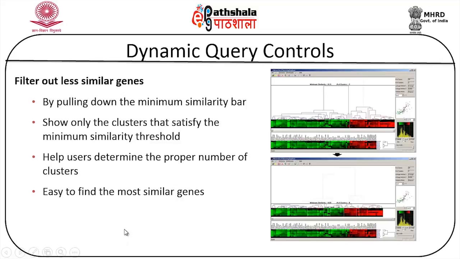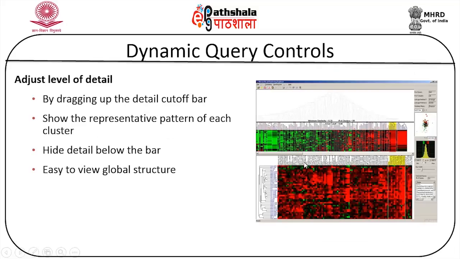Filter out the less similar genes. By pulling down the minimum similarity bar, we show only the clusters that satisfy the minimum similarity threshold. This helps the user determine the proper number of clusters, and it is easy to find the most similar genes. We can also adjust the level of detail in dynamic query controls by dragging up the detail cutoff bar, and we can show the representative pattern of each cluster. We can hide the detail below the bar, and it is easy to view the global structure as such.